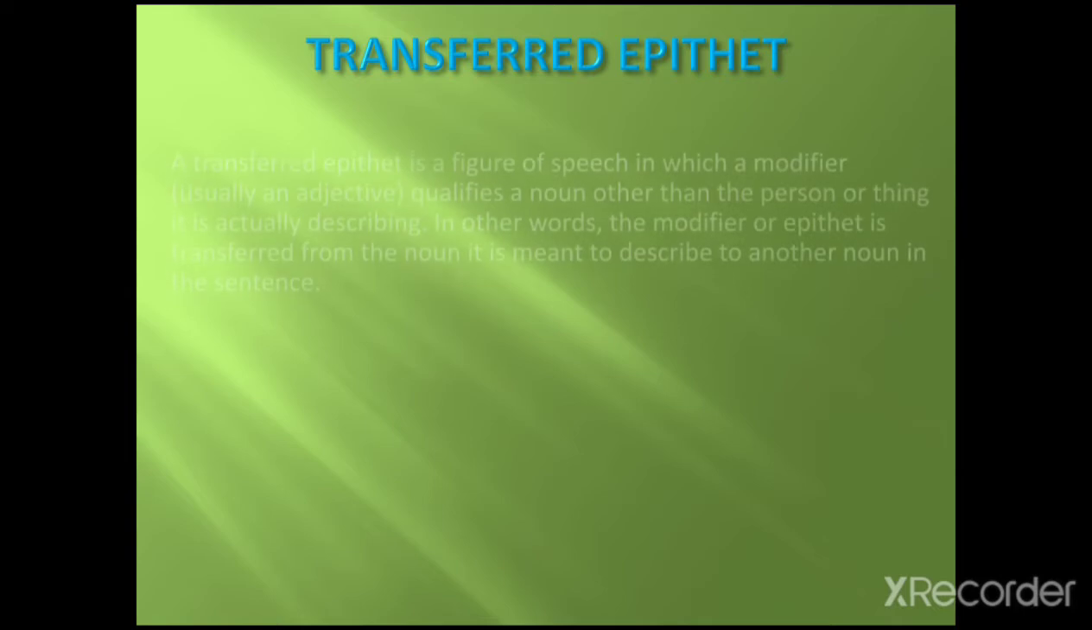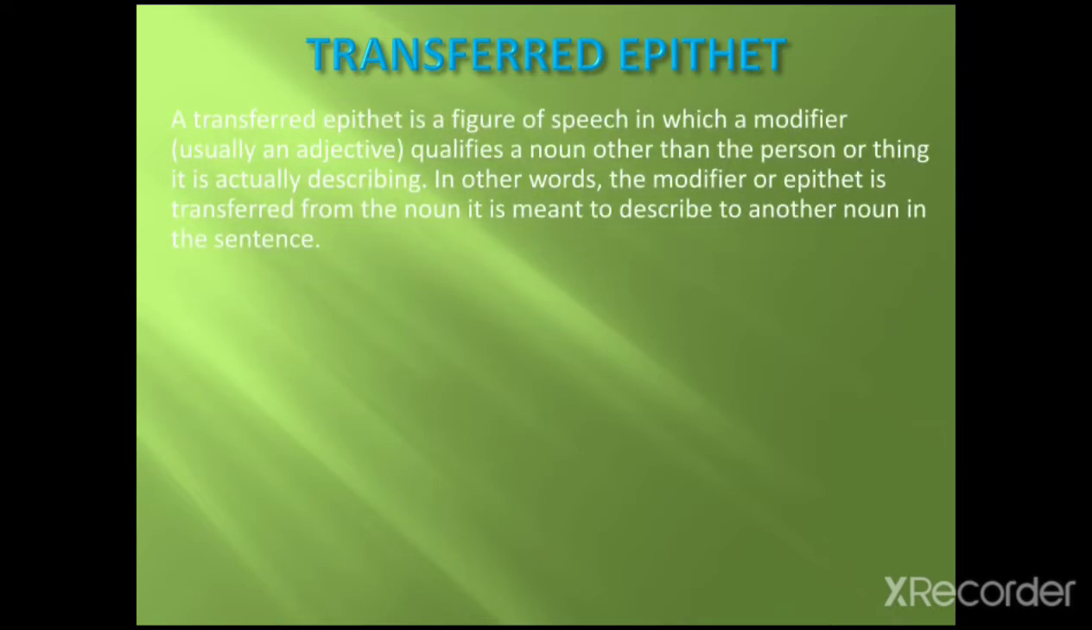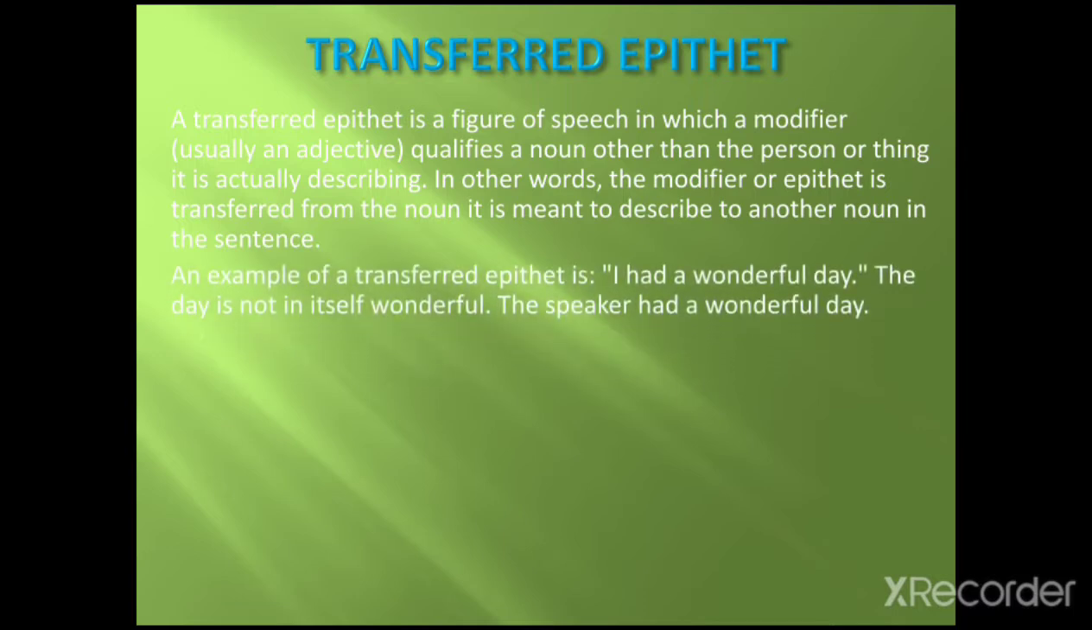Transferred epithet. A transferred epithet is a figure of speech in which a modifier, usually an adjective, qualifies a noun other than the person or thing it is actually describing. In other words, the modifier or epithet is transferred from the noun it is meant to describe to another noun in the sentence. An example of a transferred epithet is, I had a wonderful day. The day is not in itself wonderful. The speaker had a wonderful day.